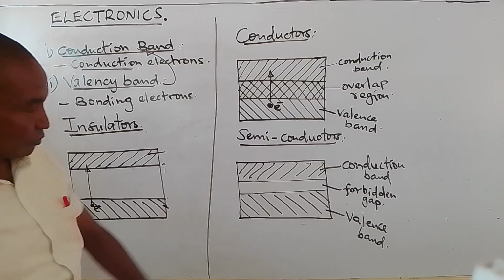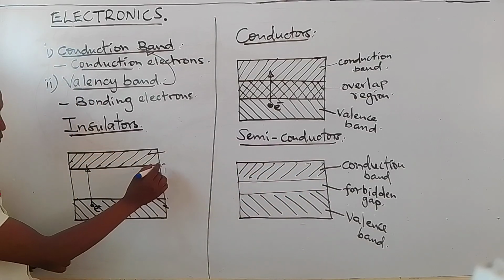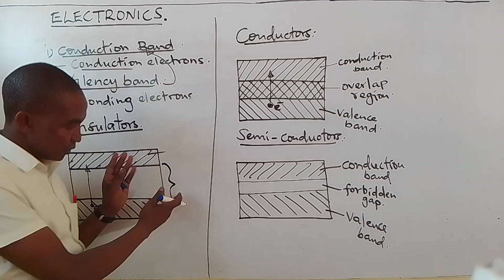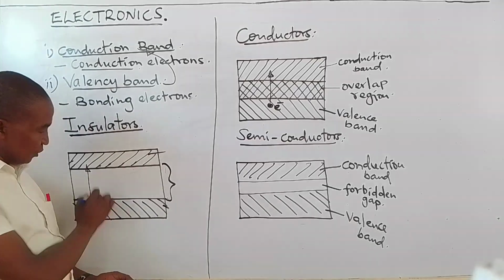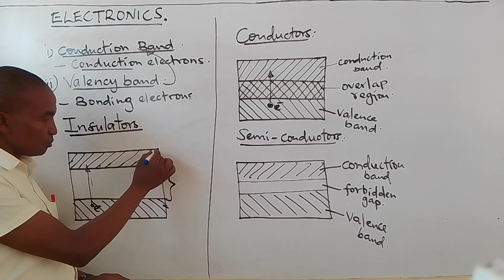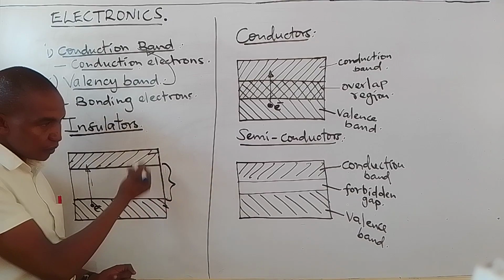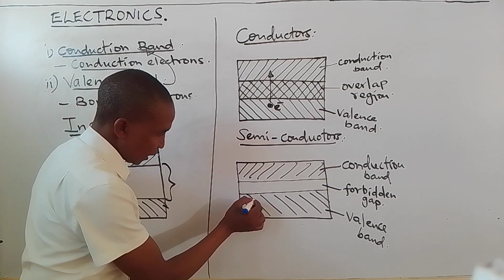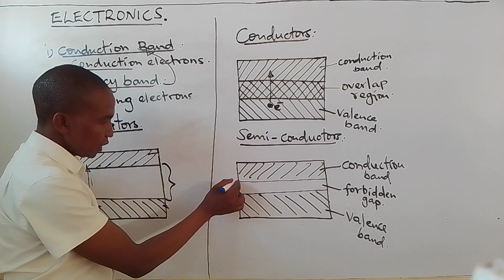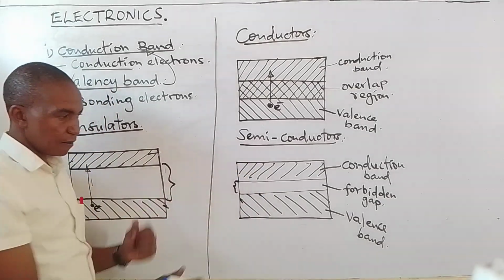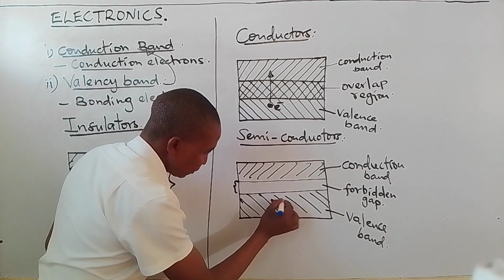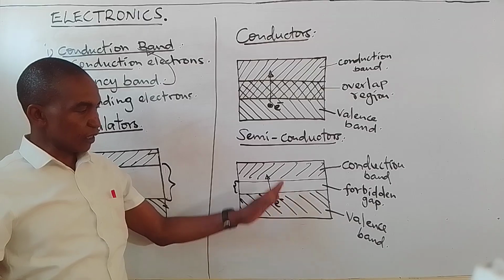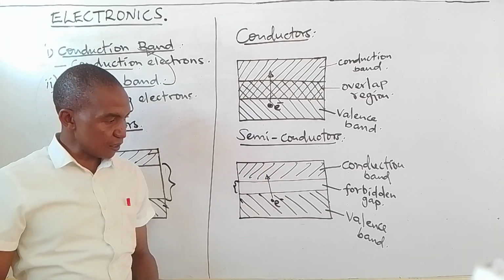Like you see, the size of this forbidden gap is very small compared to the one we had in insulators. In insulators, if we supply energy for an electron to cross over, that energy will be too much. It will end up destroying the crystal. But look at the new case now in a semiconductor. The forbidden gap is very small, meaning that an electron can successfully be supplied with energy to overcome the forbidden gap and to move to the conduction band.